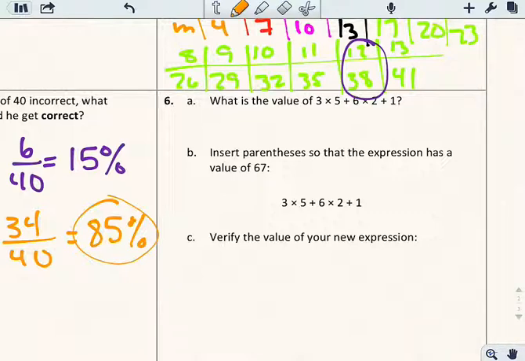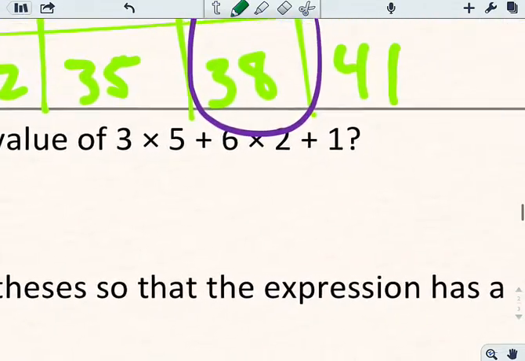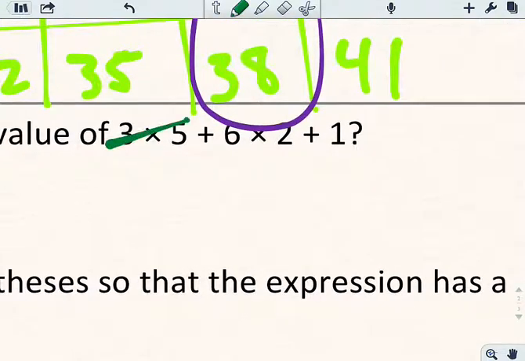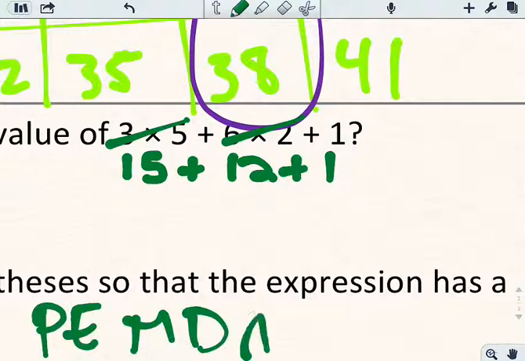Okay, what is the value of 3 times 5 plus 6 times 2 plus 1? We have to observe some order of operations here. So 3 times 5 will give me 15. 6 times 2 will give me 12, plus 1. Now we do the multiplication first because, of course, the order of operations is please excuse my dear Aunt Sally.